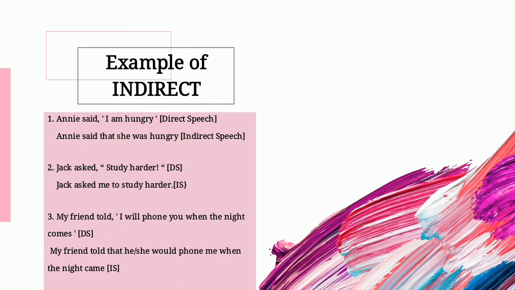As I told you, the direct sentence is Annie said, "I'm hungry." In indirect speech, it will become Annie said that she was hungry. And the second is Jack asked me to study harder. And next, my friend told that he or she would phone me when the night came.